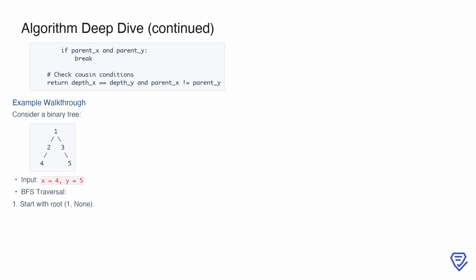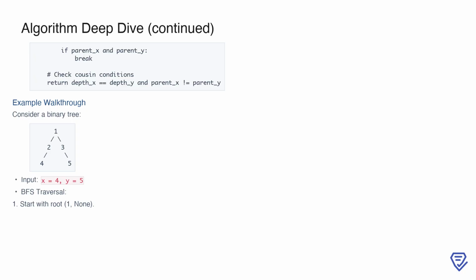After exiting the loop, we check the two cousin conditions. First, we compare the depths of x and y to ensure they are the same. Second, we verify that their parents are different. If both conditions are satisfied, we return true, indicating that x and y are cousins. Otherwise, we return false. To see the algorithm in action, let's consider an example.